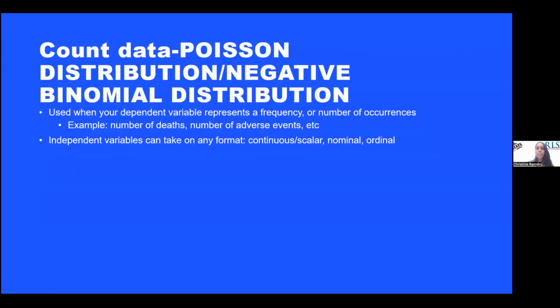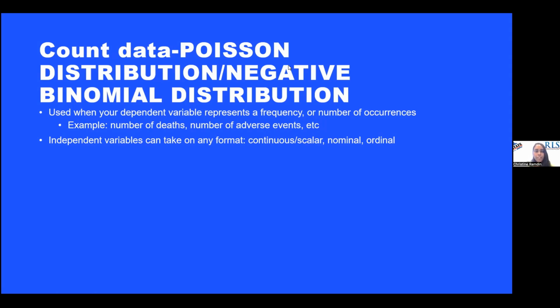I'm not going to physically do an example for this, but it's the same concept. For counts data, like what I was saying before, if you have number of adverse events or number of deaths, you would use a type of regression model called the Poisson distribution. It's strictly used when your dependent variable represents a frequency or number of occurrences.